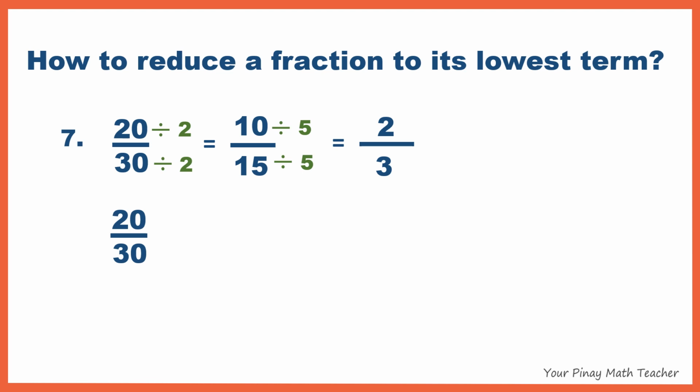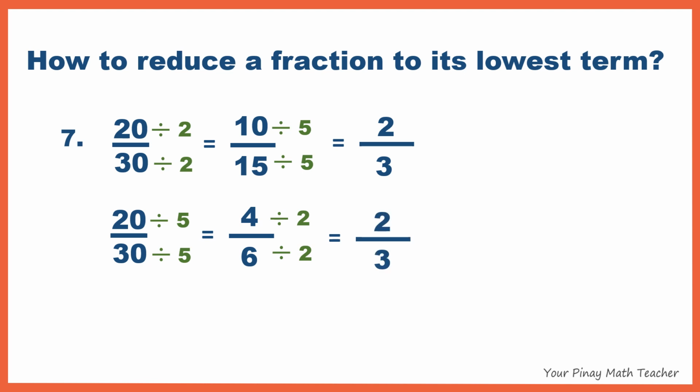Another solution. I will divide first both numbers by 5. I will get 4/6 and then divide both by 2. The final answer is still the same. The shortest way of getting the lowest term of 20/30 is to divide both by its greatest common factor or GCF, which is 10. How will you know it's 10? Because both numbers end in 0. So again, the answer is still 2/3.